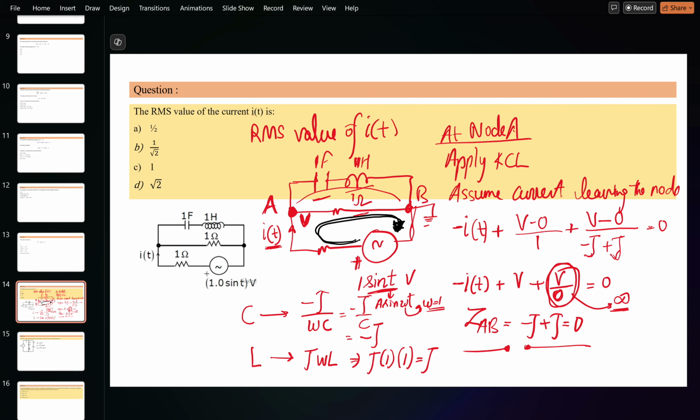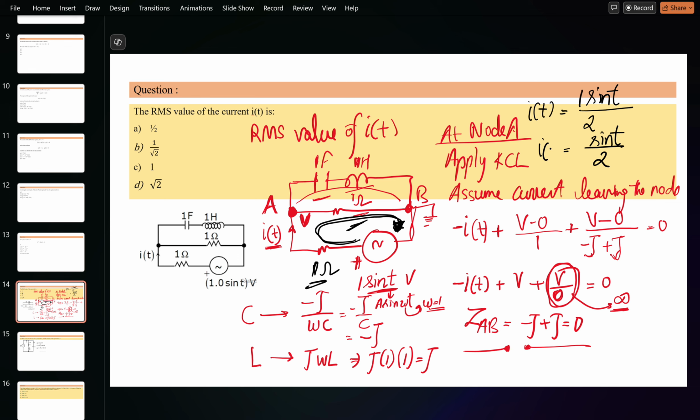So let's find it out. I_T will be equal to 1 sine t, the current, divided by the impedance in that line. What is the impedance? Here it is shown as 1 ohm, plus 1 ohm, it will become 2 ohm, so it will be equal to sine t by 2.